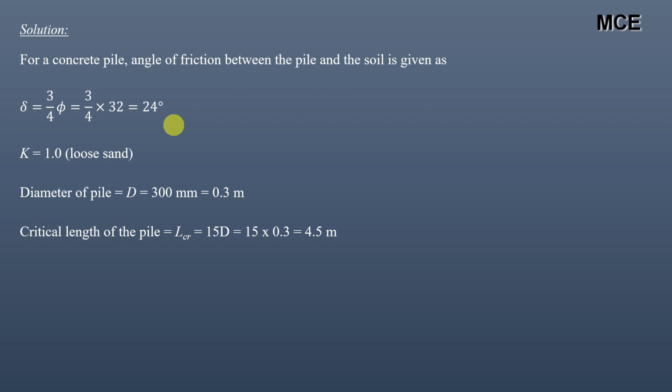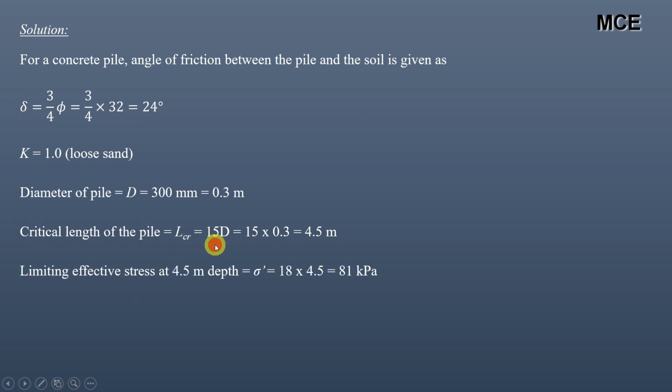Critical length of pile. In sands, we have a concept of critical length of pile, which is the length of the pile up to which the unit point resistance increases in direct relation to the depth. After this depth, the unit point resistance remains constant. For sands, this critical length is usually between 15D to 20D. 15D is for loose to medium sands, and 20D is for dense sand. We have a medium sand because the angle of internal friction is 32 degrees. So we will assume that critical length of the pile is 15D. So it is 15 into 0.3, which is 4.5 meter.